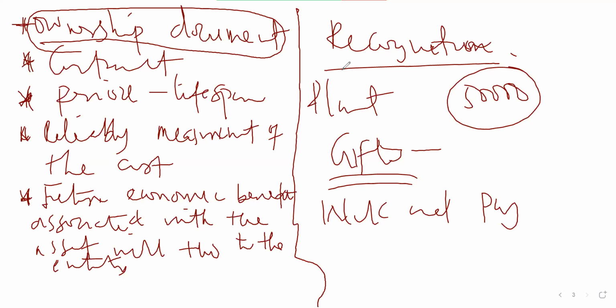Another one is that there's sufficient evidence that the asset actually exists. You are saying that you have plants, which is 10,000, but we can't see the plant on your premises. So where is the plants?